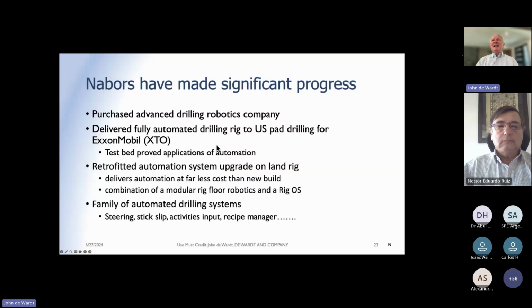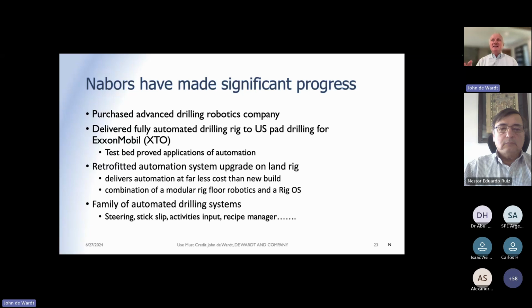Then after they did that, they retrofitted automation systems to upgrade on land rigs. And this way they could deliver automation at far less cost than a new build. And it was a combination of modular rig floor robotics and their rig operating system. So their automation platform, over and above the control systems.